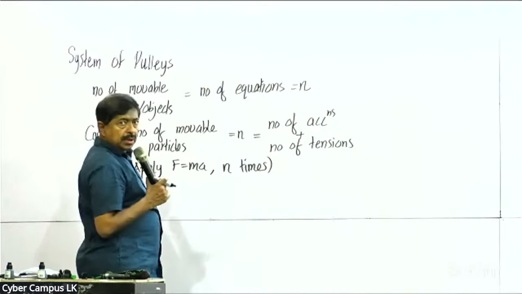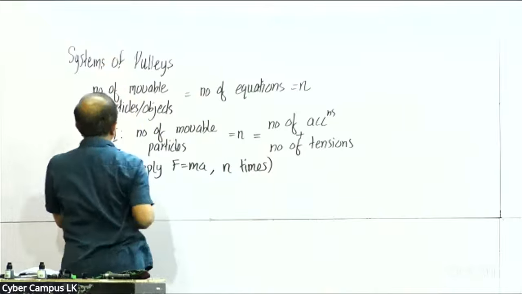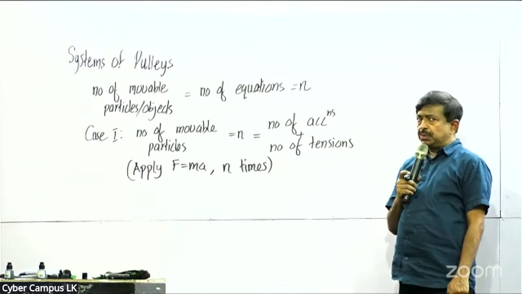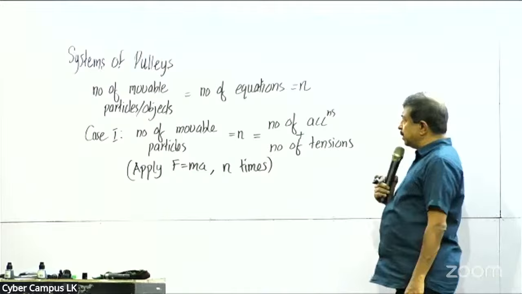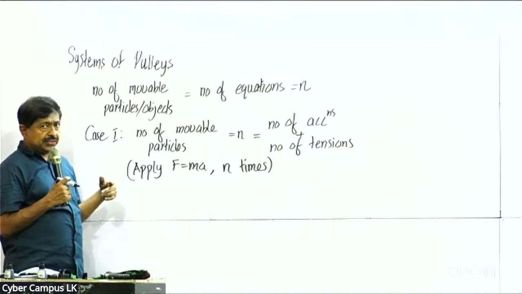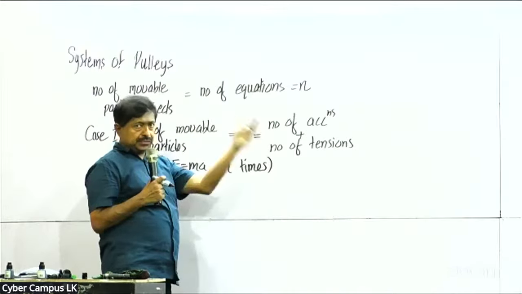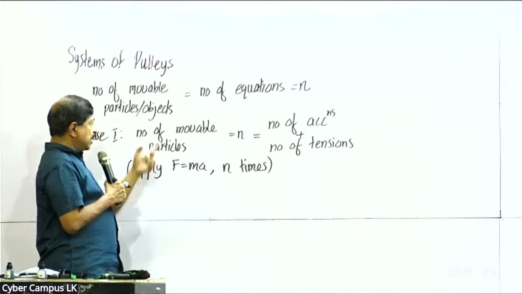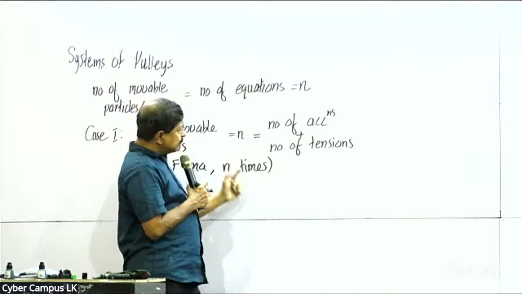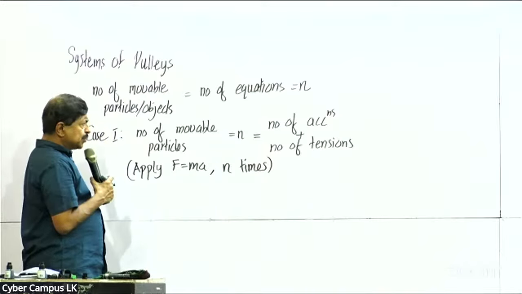Right. Now, systems of pulleys. Usually, this question will appear as a third problem in the first paper of applied. Now, it is like the same cases as the problems where wedges are involved. The number of movable objects or particles is equal to the number of equations, like we saw earlier. Now, case one, where the number of movable objects or particles is equal to n, and it is equal to the number of variables, meaning accelerations and tensions, you can apply Newton's law n times.